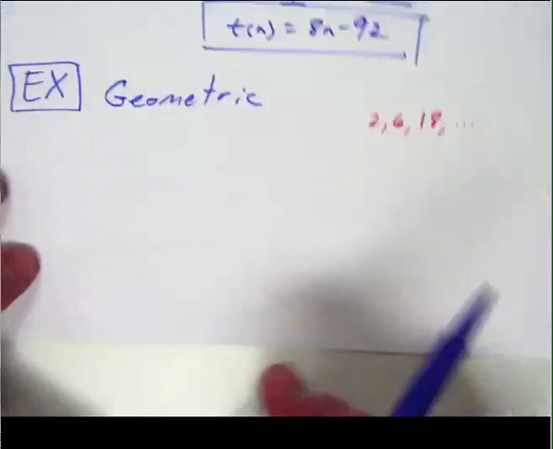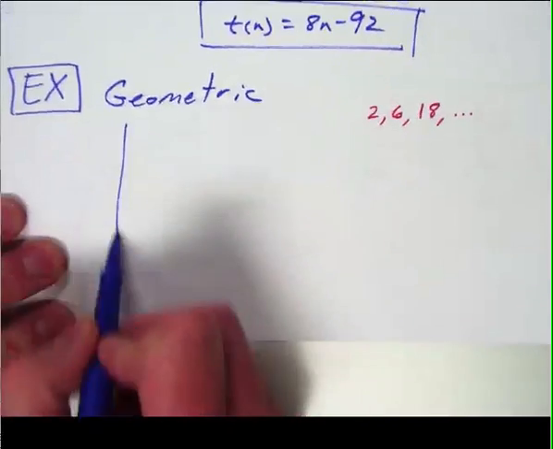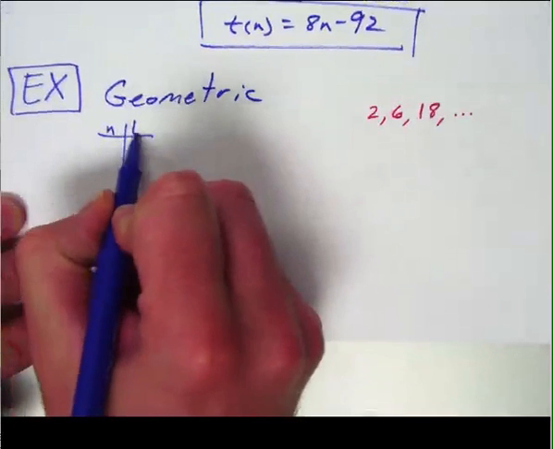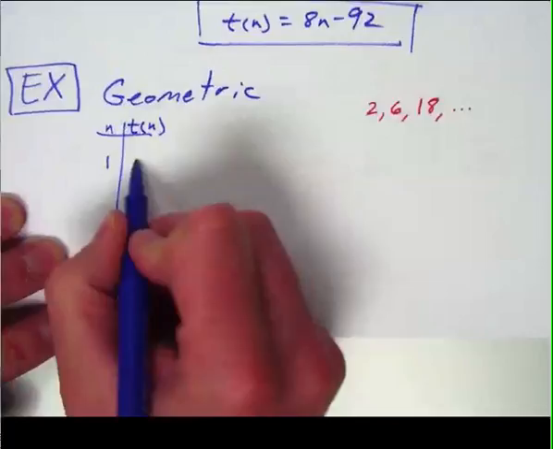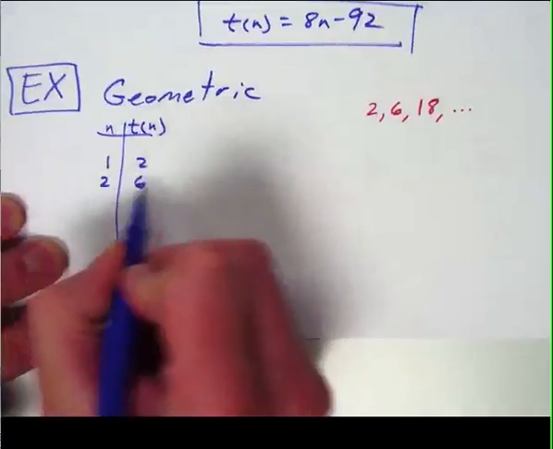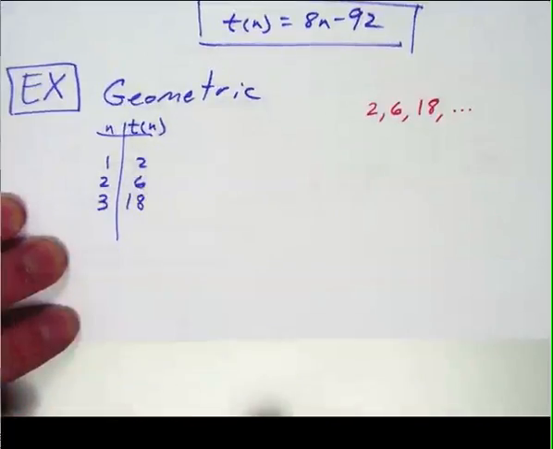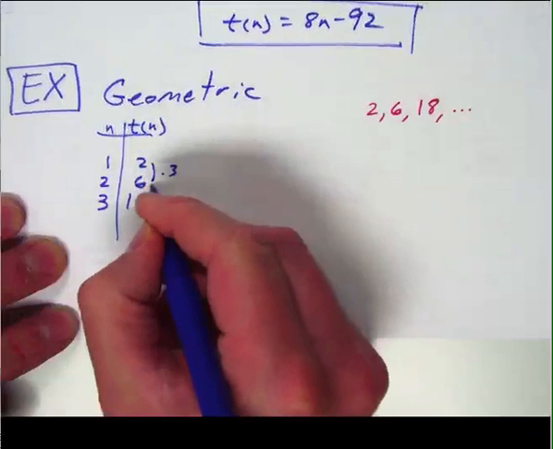Let's jump to geometrics real quick. Geometrics, same thing, but the only difference is geometrics are exponential or repeated multiplication. So this is the first term of the sequence. If it was regular, the second term would be 6. The third number of the sequence is 18, and so on. You can clearly see that that's times 3.